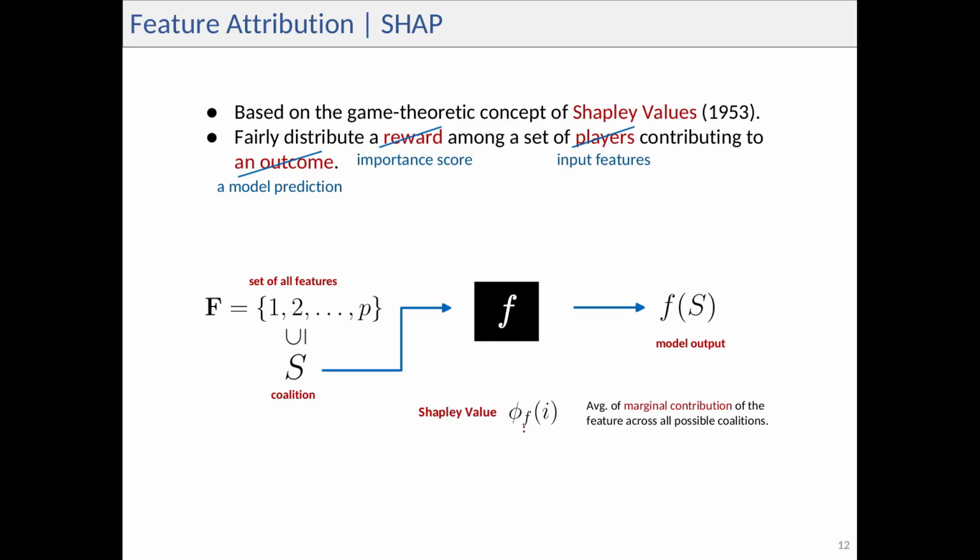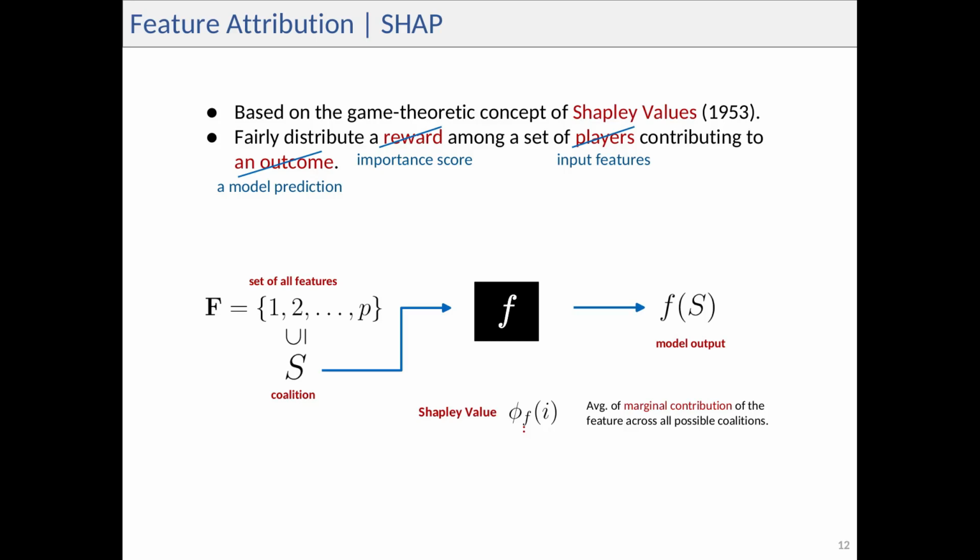So to get more into the jargon, we have F, which is the set of all our features, and a subset of it is what we call a coalition. You can think about it as a subgroup of these features or players that, when given to the model, is going to give a certain output, in this case F of that coalition.